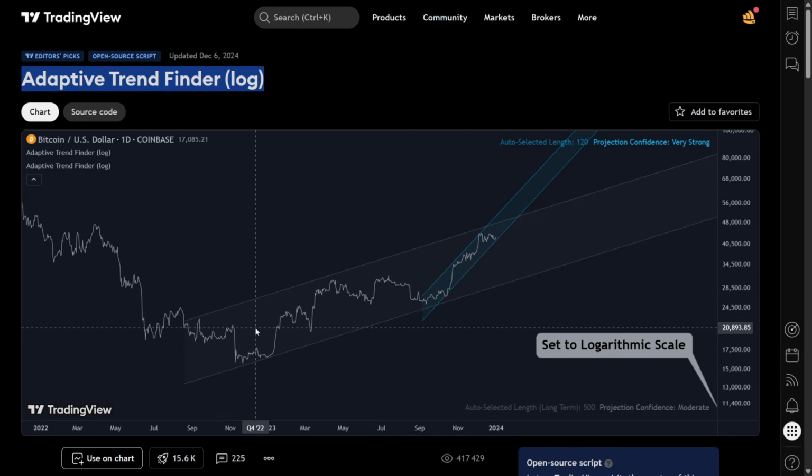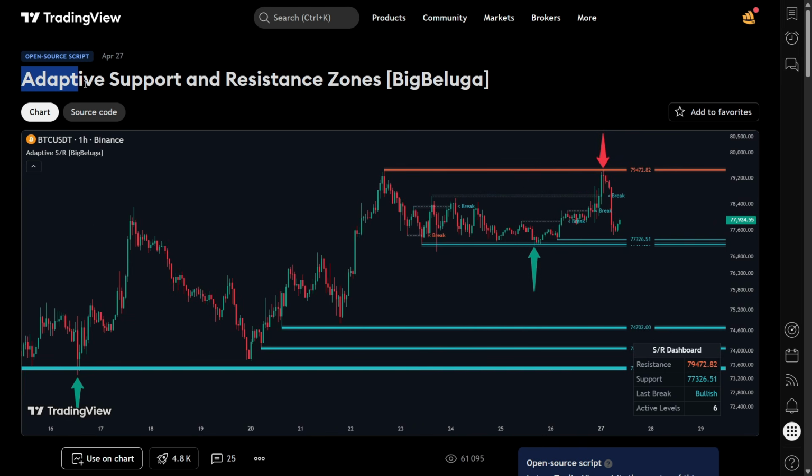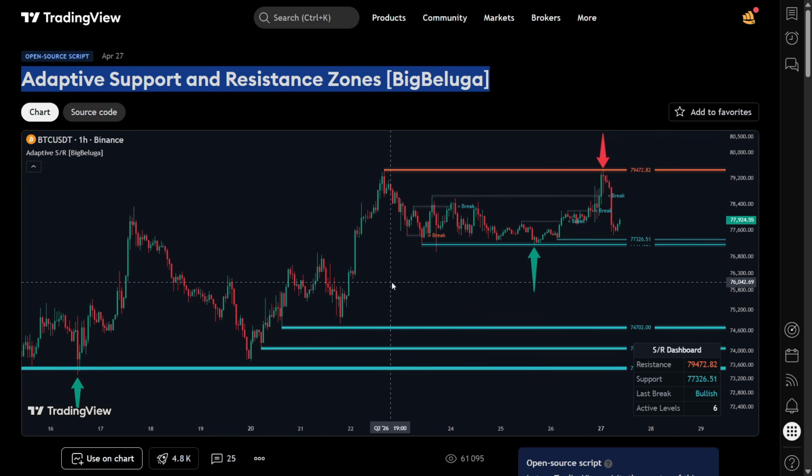It can help with both short-term and long-term trend analysis, which makes it very useful for understanding the market from more than one perspective. The second one is Adaptive Support and Resistance Zones by Big Beluga. This is one of the better support and resistance tools because it focuses on more meaningful zones instead of cluttering the chart with every little high and low. That makes it much easier to use in an actual trading strategy.